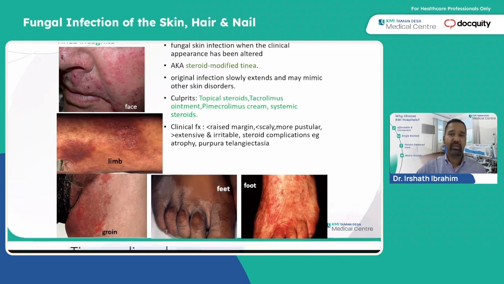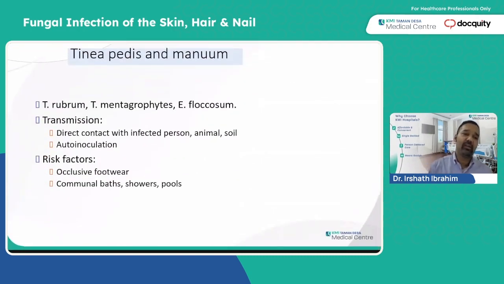Okay, so next up is tinea pedis and manuum. It's due to the same organisms, same dermatophytes: rubrum, mentagrophytes, Epidermophyton floccosum. Transmission is either from contact with an infected person, anthropophilic, zoophilic, or geophilic, or auto-inoculation. The risk factors are occlusive footwear, and communal bath, shower, or pool.